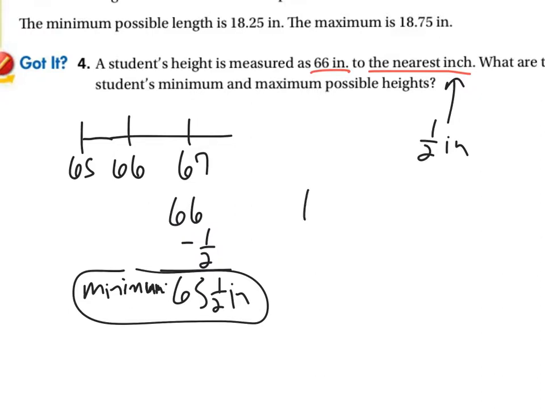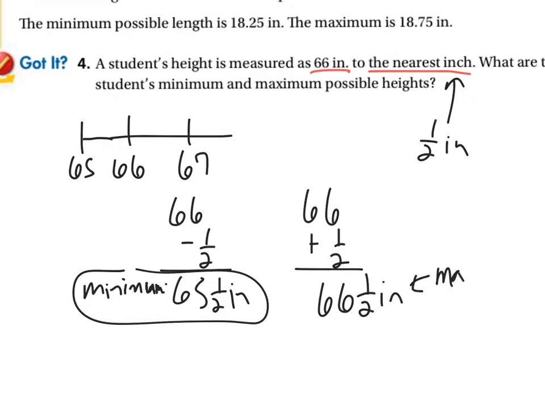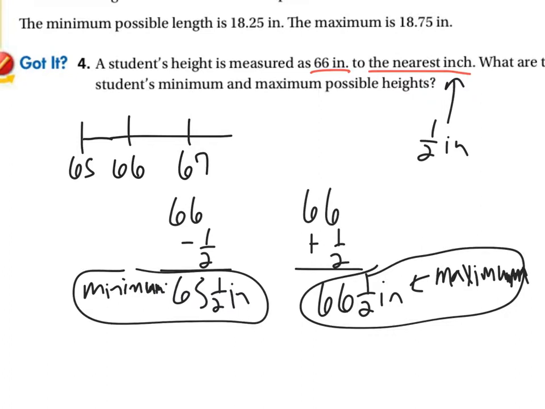And then the maximum is if we rounded it down. So if we had to round down, we can add on that half inch, which would be 66.5 inches, would be the maximum. Maximum to where when we round, that we would have rounded it to 66 inches. And you might say, well, if it was 66.5, we should round it to 67.